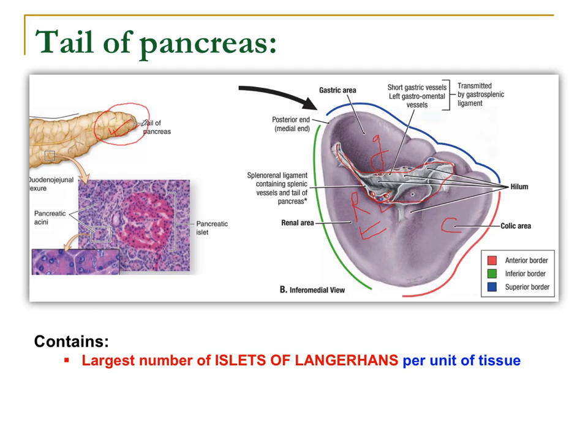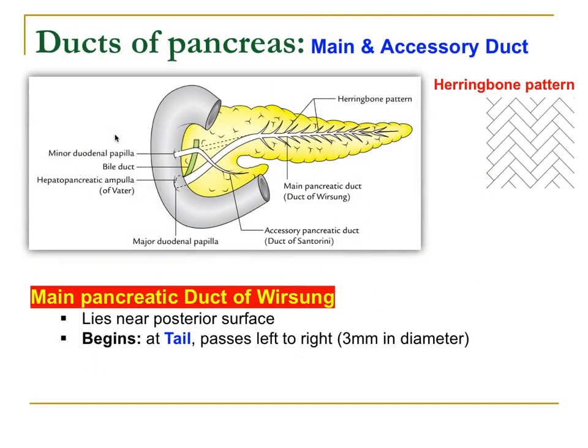Per unit of tissue, at the tissue level, damage of this part will cause problems in the secretion or release of hormones such as insulin, glucagon, and somatostatin. So you have to be very careful while doing splenectomy.